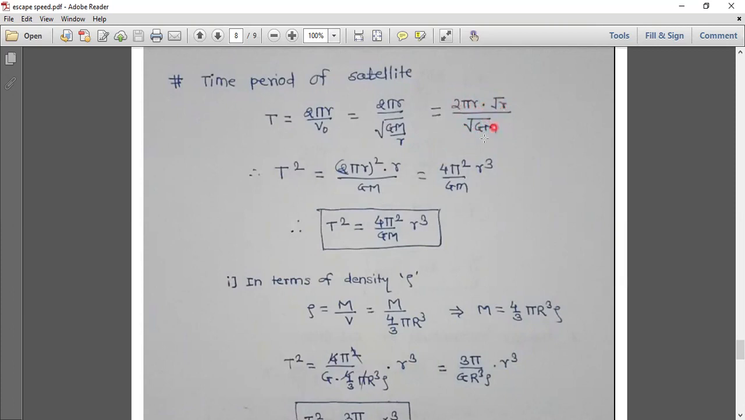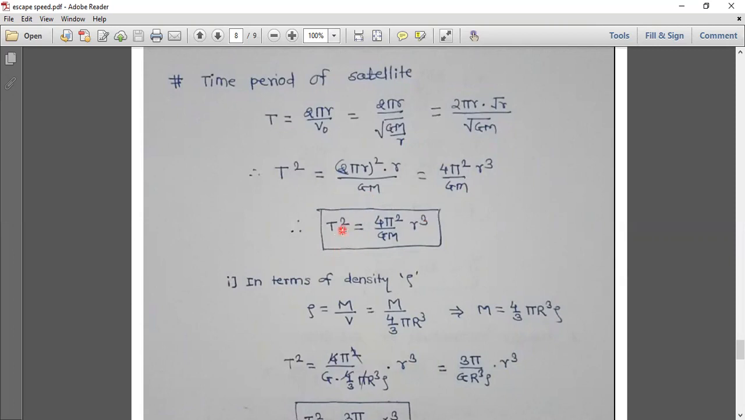2 pi r dot root r divided by root GM. Clear? And this T square is equal to 2 pi r square into r divided by GM. Why? Because I have square on both sides. So this is T square, this is 2 pi r square into r by GM, and this is 4 pi square r cube by GM. Clear? And therefore, T square is equal to 4 pi square by GM into r cube.